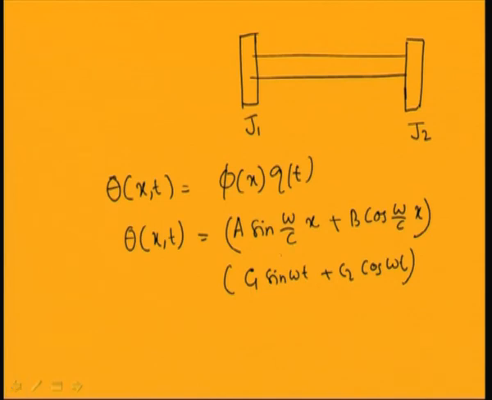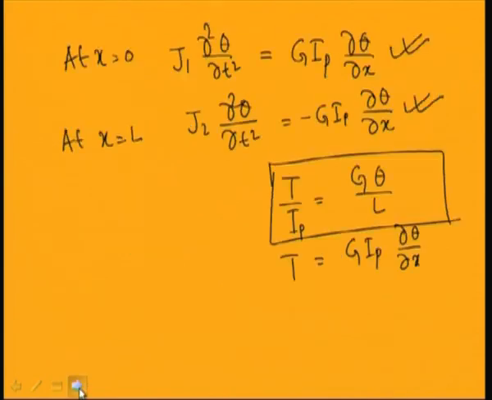that is theta(x,t) equal to A sin(omega/C x) plus B cos(omega/C x), into the time modulation, that is C1 sin(omega t) plus C2 cos(omega t). By substituting that, if you differentiate it twice, the expression will become like this.